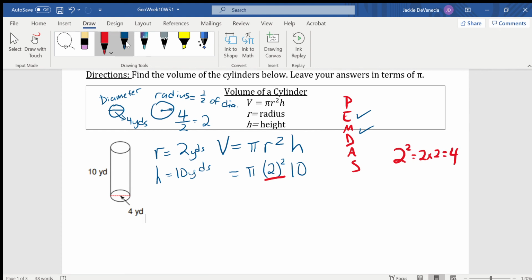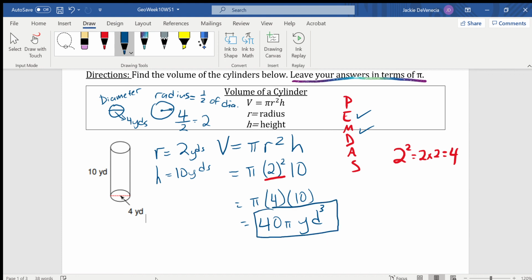So what you're actually doing over here is you're doing pi times 4 times 10. And then I could go ahead and multiply 4 and 10, and I'm going to get 40 pi. Now, the instruction said to leave your answer in terms of pi. So for this, I'm actually done. The volume of this cylinder is 40 pi, and its unit of measure is cubic yards or yards cubed. And then you are finished.